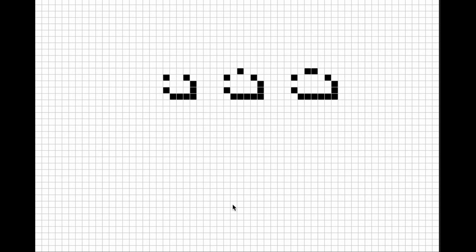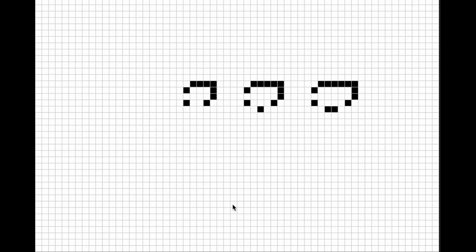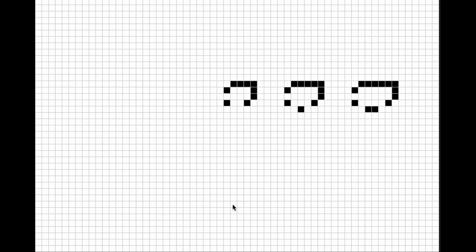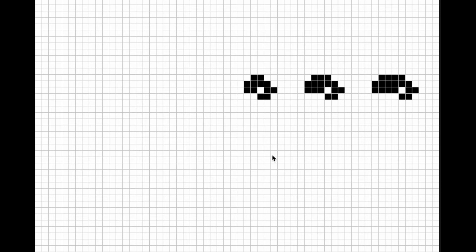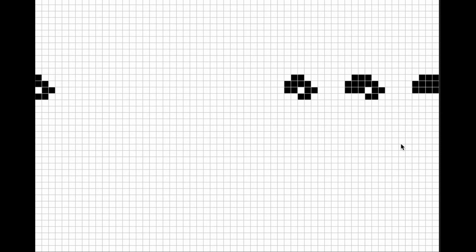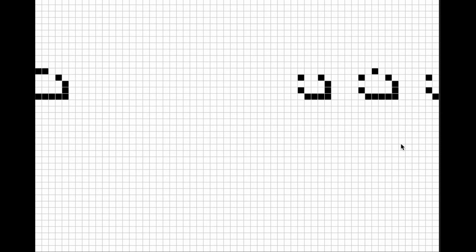And yes, there is a metaphorical speed of light, so a speed limit. These, for example, move at half the speed of light, orthogonally, and the glider moves at 1/4 of the speed of light diagonally.